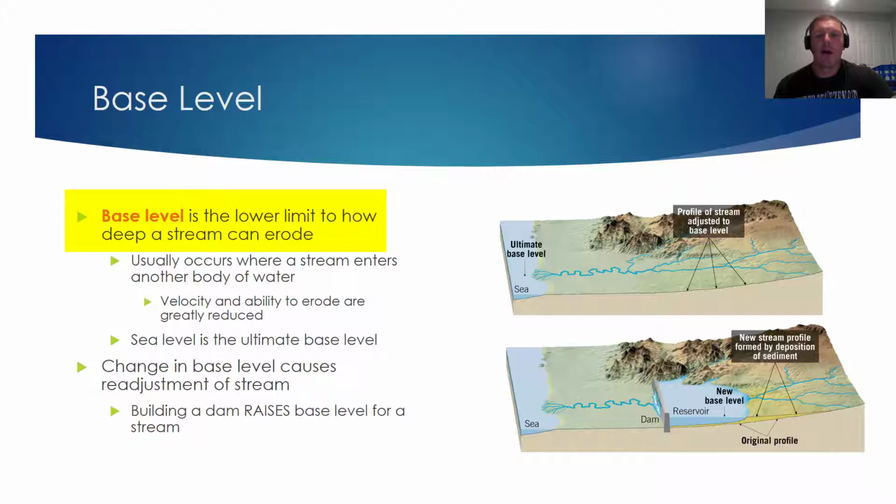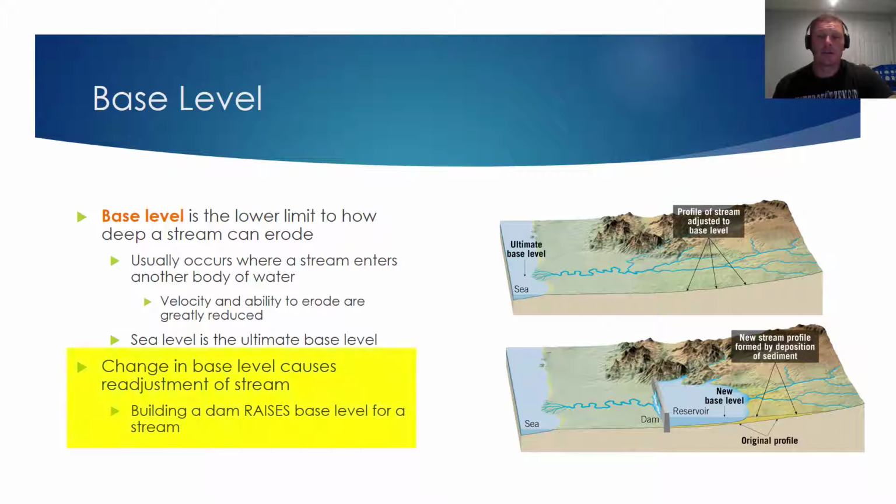For major rivers, ultimate base level often occurs at the ocean or in gulfs, but generally speaking, base level will usually occur where a stream enters another body of water. When a stream gets to base level, its velocity and its ability to erode will be greatly reduced. When a river approaches base level, the stream velocity nearly grinds to a halt. And as mentioned previously, the slower a stream's velocity is, the more you'll start to see suspended load fall out of suspension and start to pile up at the bottom of the stream.